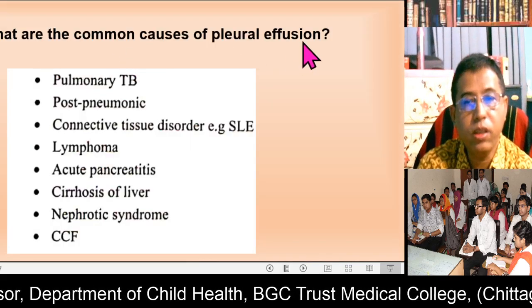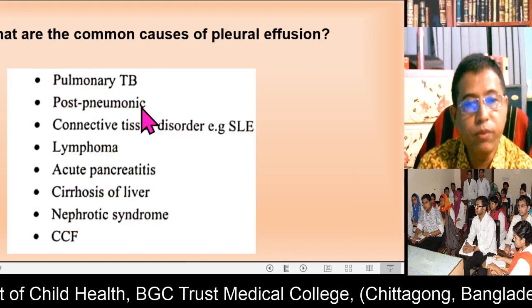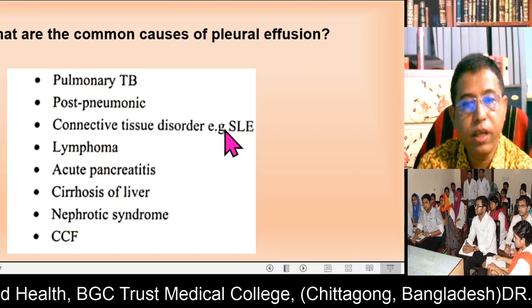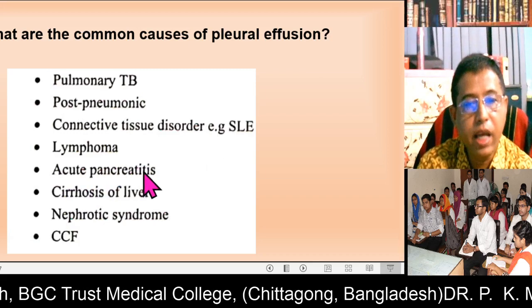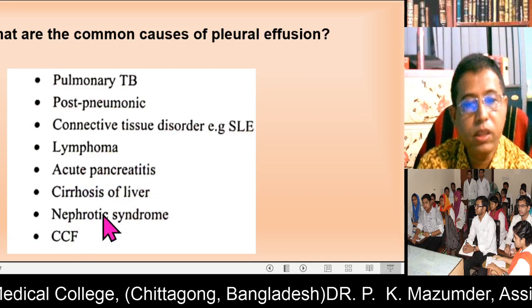What are the common causes of pleural effusion? In children: pulmonary tuberculosis, post-pneumonic, connective tissue disorder, SLE, lymphoma, acute pancreatitis, cirrhosis of the liver, nephrotic syndrome and congestive cardiac failure.